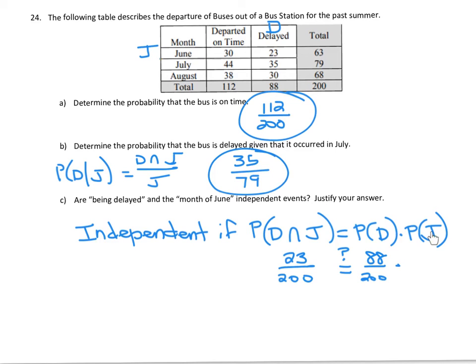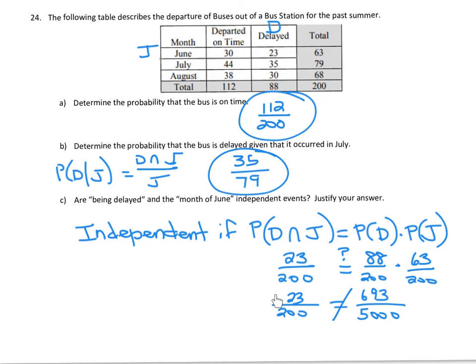And then times the probability of it being June, there were 63 total buses in June out of the 200 buses. Okay, so now let's see. On the left-hand side of the equation, 23 over 200 doesn't simplify. I'm just going to bring that down. And then if I were to multiply these together and I guess hit math, enter, enter, I would get 693 over 5,000.